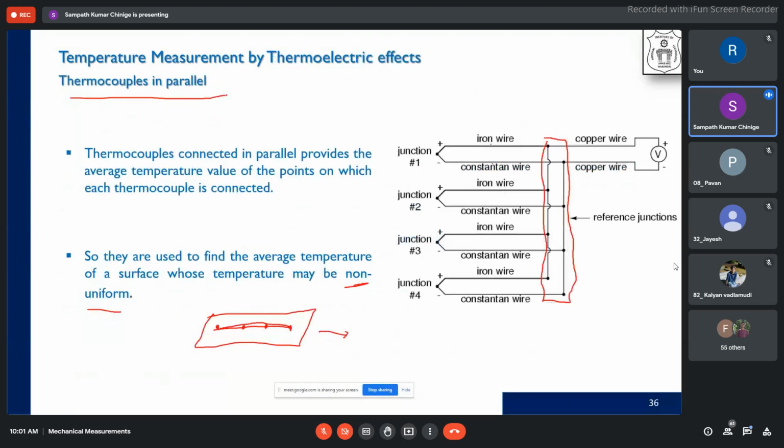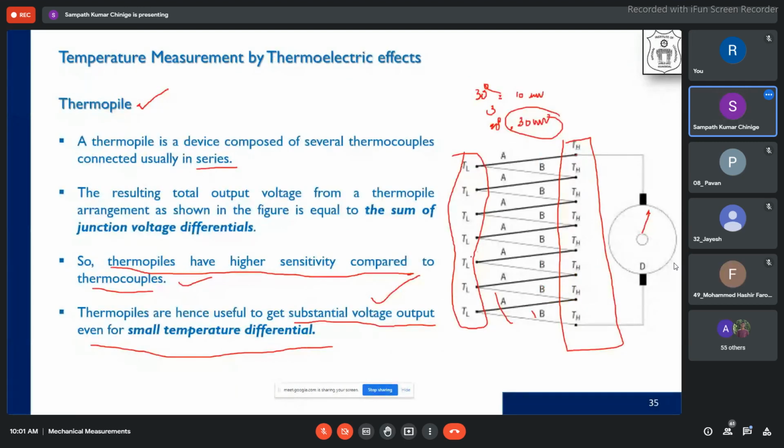You may ask, sir, what is the use of this? Anybody? In series, what is the use? Please answer. What is the use of connecting thermocouples in series? Is there anyone in the class, or anyone left? We are listening, sir.